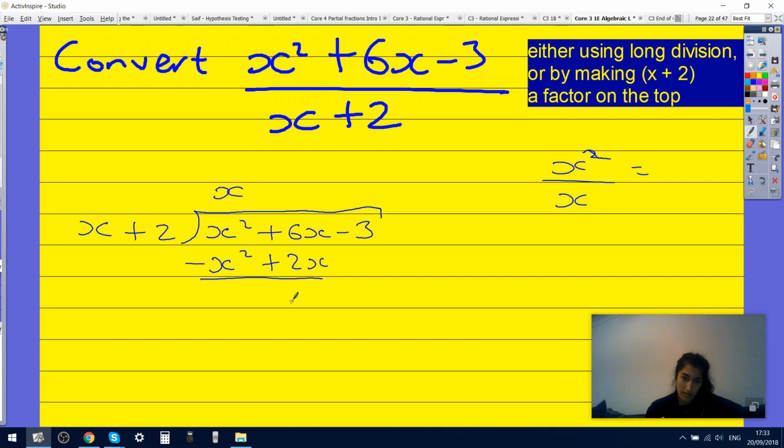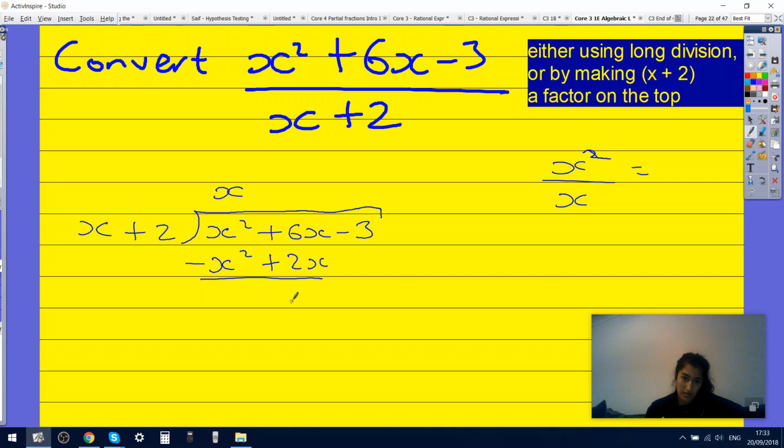Some x plus 4, plus... sorry, minus 11 over x plus 2. Well done. Any questions there? No. Okay. x plus 4 minus 11 over x plus 2. And I did it a slightly different way.